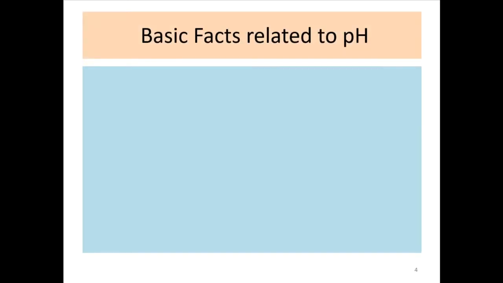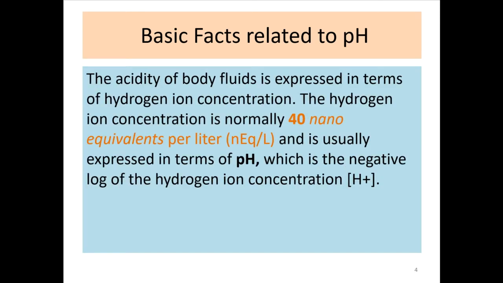Basic facts related to pH. The acidity of body fluids is expressed in terms of hydrogen ion concentration. The hydrogen ion concentration is normally 40 nanoequivalents per liter, nEq/L, and is usually expressed in terms of pH, which is the negative log of the hydrogen ion concentration, H+.